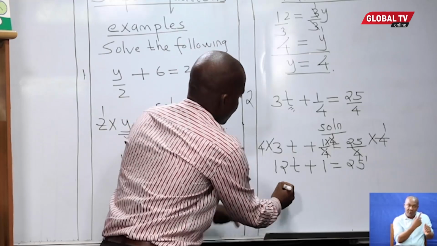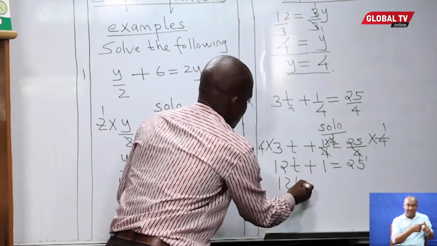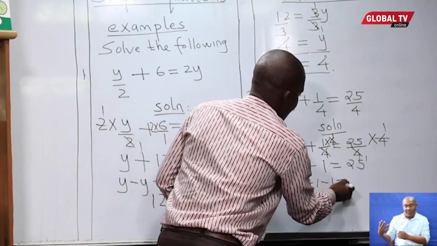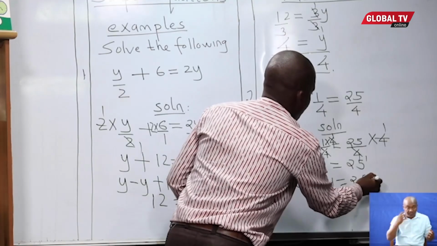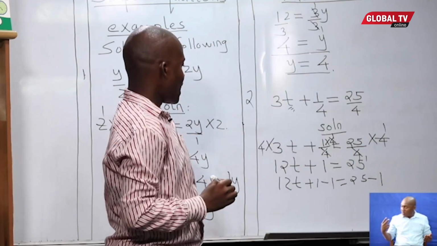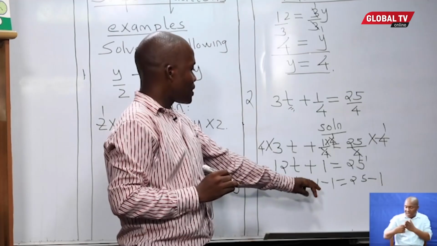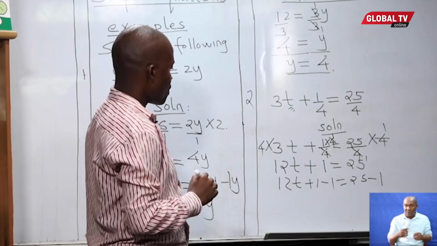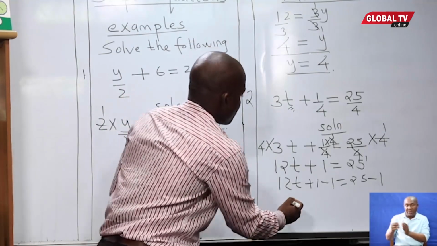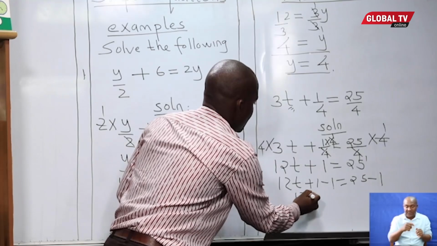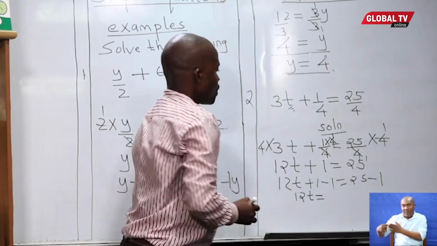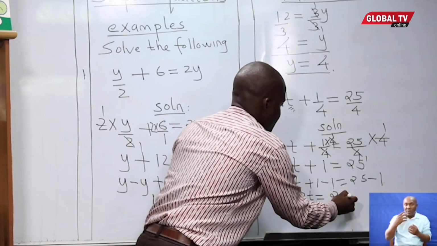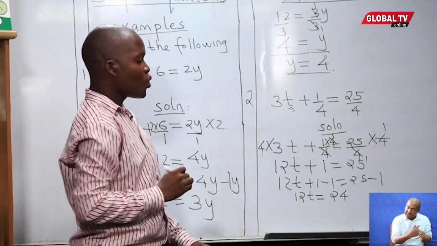Now here it is 12t. Because here it is plus 1, we minus 1. And on this side, our answer is 25, the same, we minus 1. That means this side is 12t plus 1 minus 1. Remember, 1 minus 1 is equal to 0. Therefore, this side remains 12t. 12t is equal to 25 minus 1, remaining 24. Now it is 12t is equal to 24.